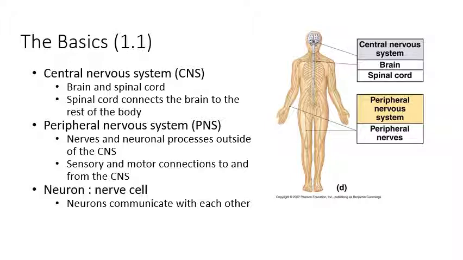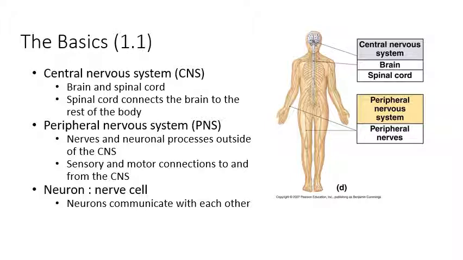The nervous system is broken into a couple parts. There's the central nervous system and the peripheral nervous system. The central nervous system is what you think of, I think, when most people think of psychobiology or neuroscience. It's the brain and the spinal cord. And the spinal cord connects the brain to the rest of the body.